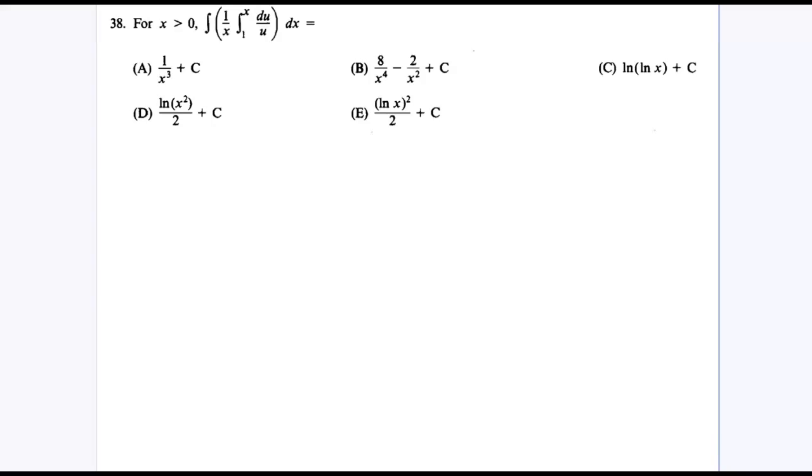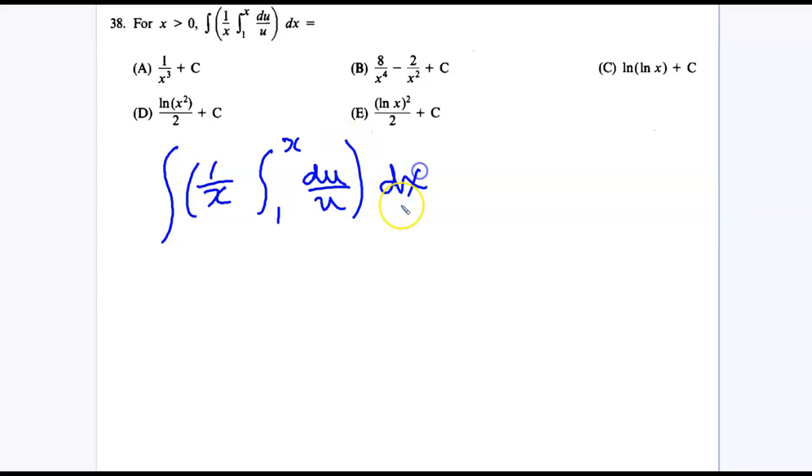Okay, in our last example, this one is again another multiple choice question from a practice test. It looks kind of crazy. It's telling me, first of all, x is greater than 0, and it wants us to find the integral of 1 over x times the definite integral from 1 to x of du over u with respect to x. So I'm going to do this part here first.